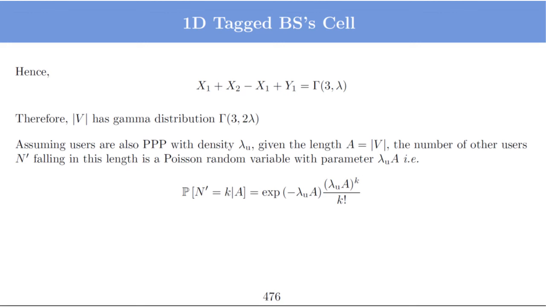So now this is conditioned on A. If we decondition with respect to A, we will actually get the distribution of the total number of users in this tagged cell. Notice one user is already there, which is the typical user, and we are conditioning on the presence of that user and calculating the performance conditioned on that user. So if you remove that user, then the rest of them form a Poisson point process. So the total number of users will be 1 plus the number of other users, and the number of other users is n dash here, which is a Poisson random variable.